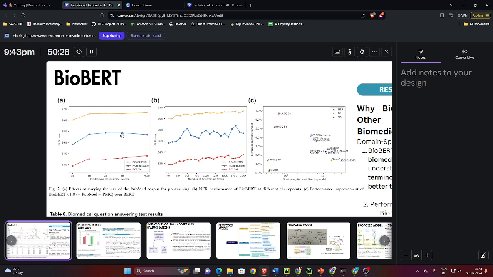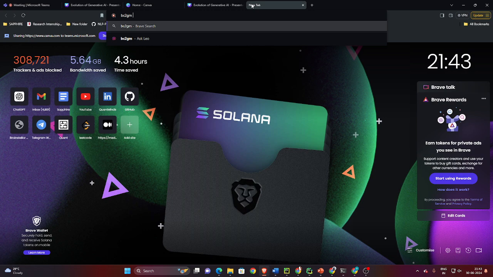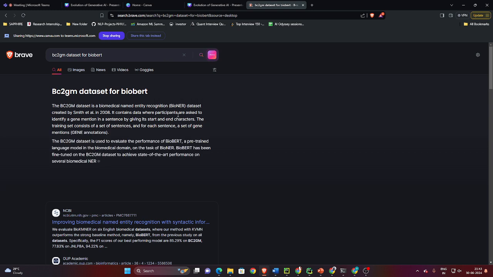What does BC2GM stand for? BC2, a dataset again, sir. What is that dataset? So NCBI disease dataset is maybe all the diseases. It's a BC4 biomedical dataset created again in 2008, and this was solely created to evaluate the performance of BioBert.